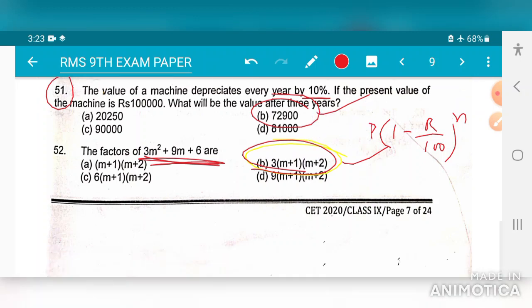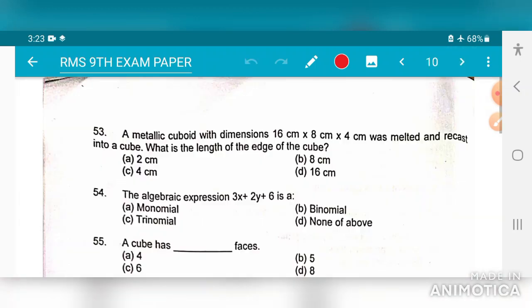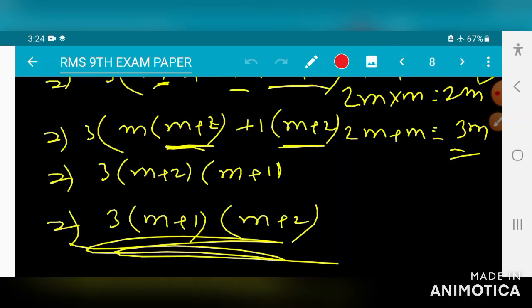That was 52. Next question is 53. What is the 53 question? A metallic cuboid with dimensions 16, 8 and 4 cm was melted and recast into a cube. What is the length of the edge of the cube? It is very easy. The volume of the cuboid is equal to the volume of the cube, so we get the answer. See how to do 53, we have to solve.